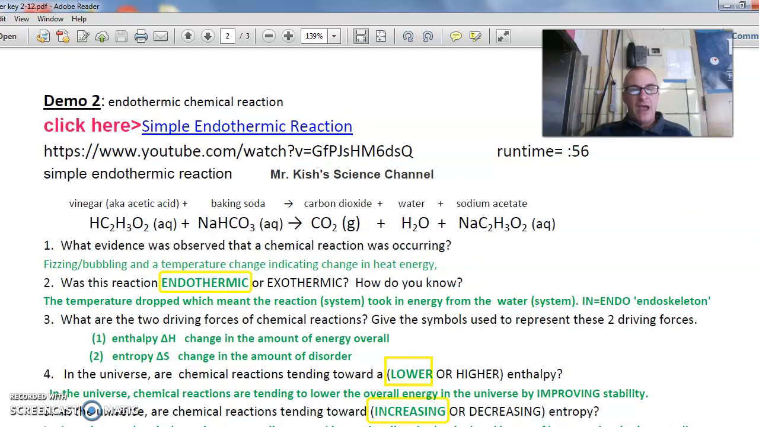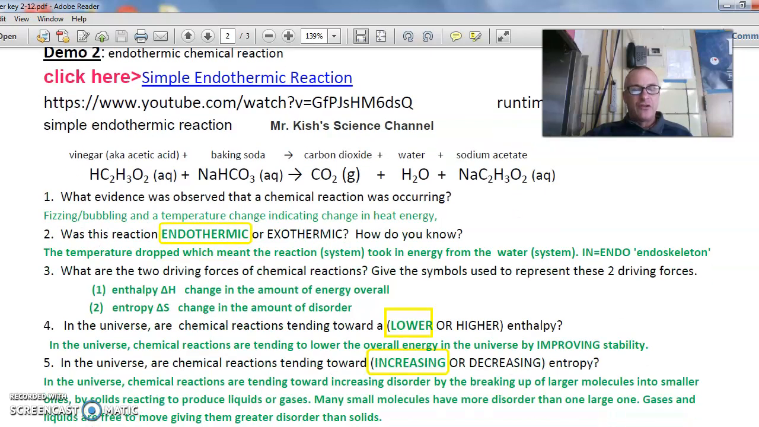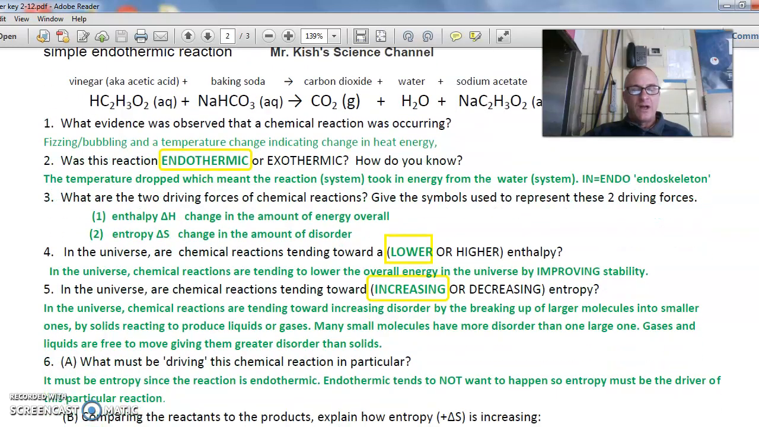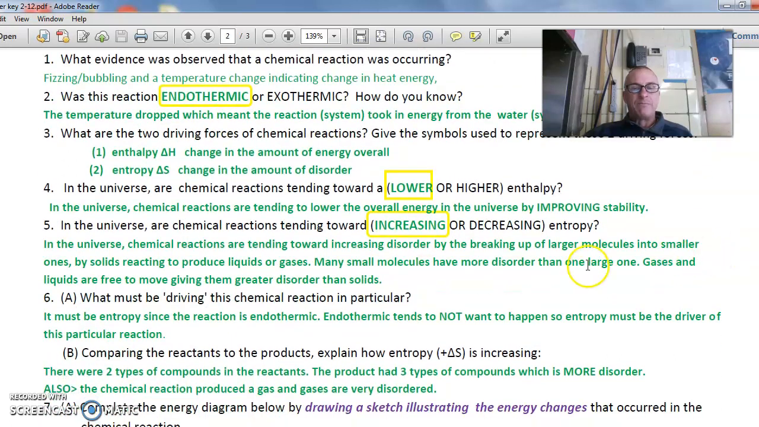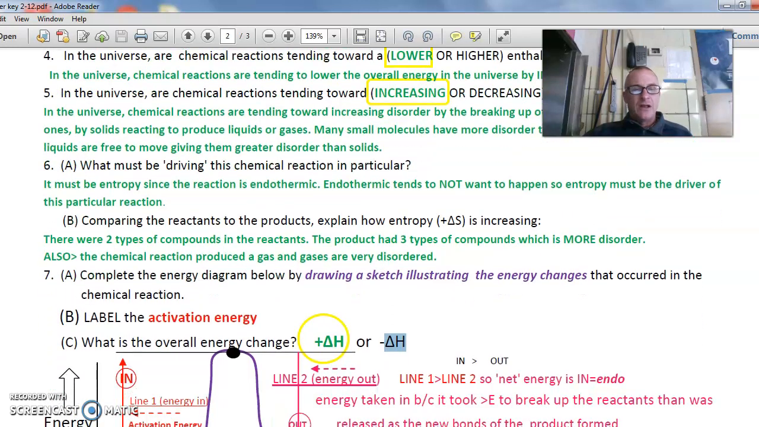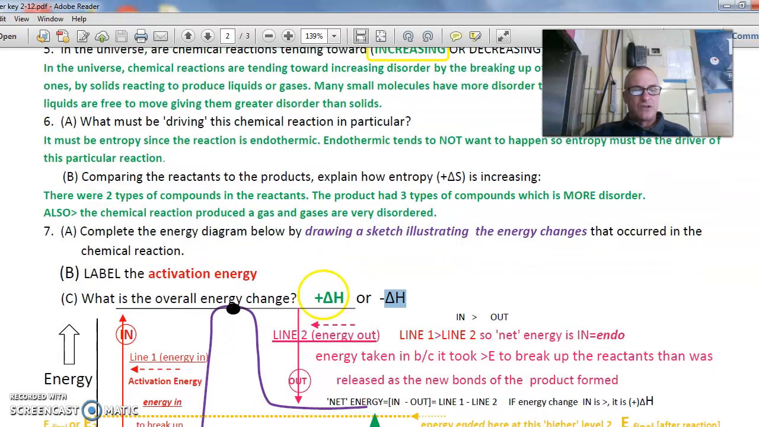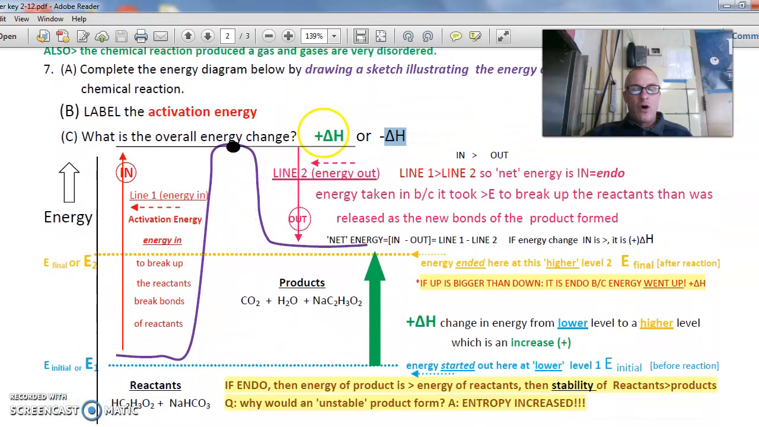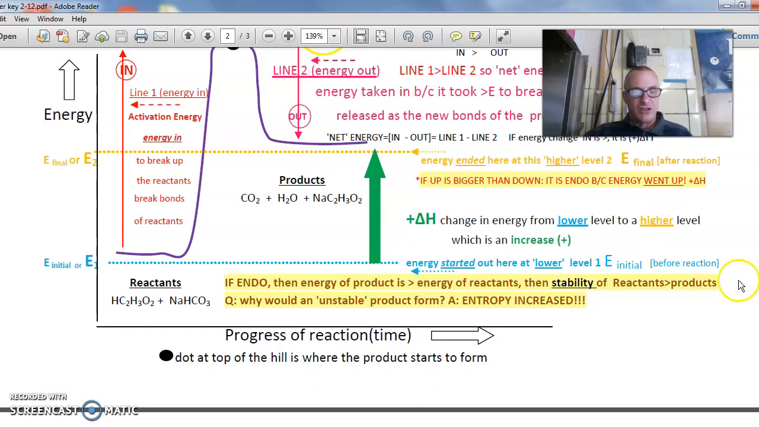If anybody ever says, why would an endothermic reaction happen if the universe is wanting exo, if the universe is wanting a release of energy to improve stability? Why would that ever happen? To increase the other driving force, which is entropy. Things want chaos. Things want disorder. Big things falling apart into smaller things. Solids reacting with other solids, or liquids reacting with liquids to produce gases. That will also drive a reaction.